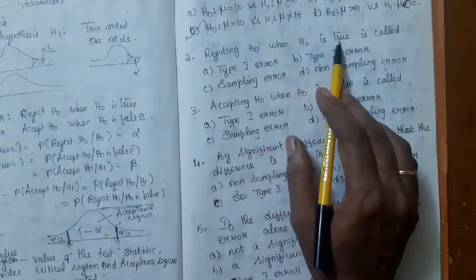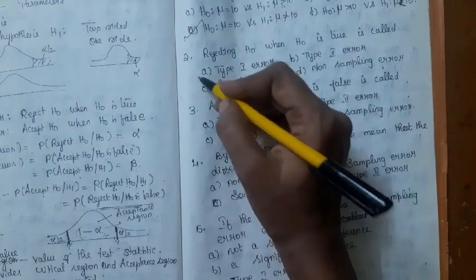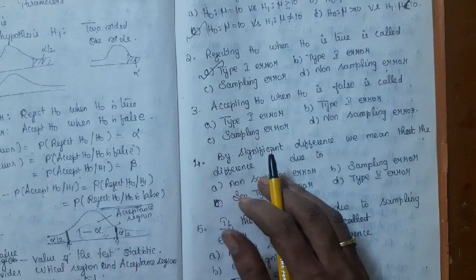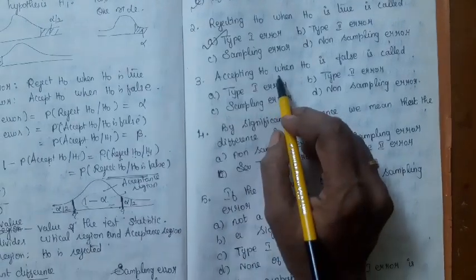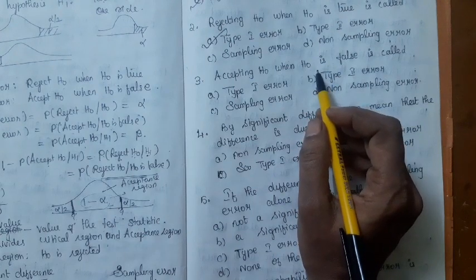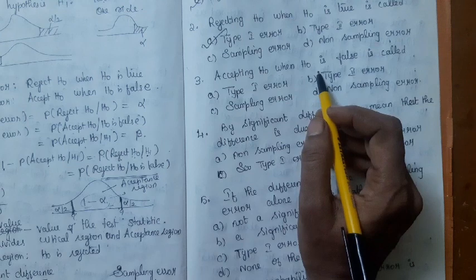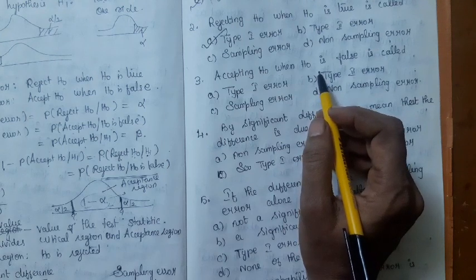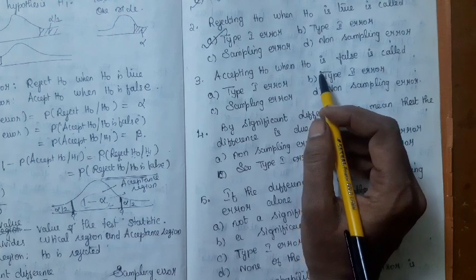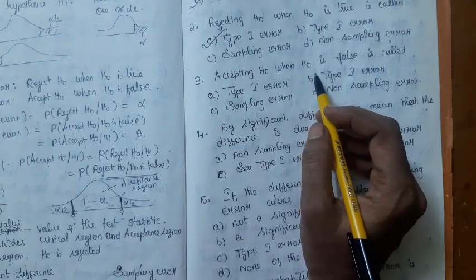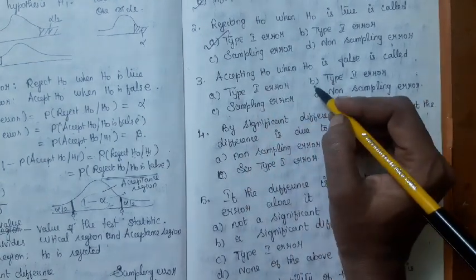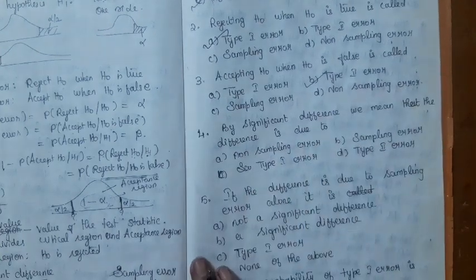Rejecting H naught when H naught is true is called type 1 error. Accepting H naught when H naught is false, based on the sample. Why does this error occur? You are trying to take a decision based on samples. Actually H naught is false, but your sample is misguiding you. It is asking you to accept H naught when H naught is false. So this is the error called type 2 error.